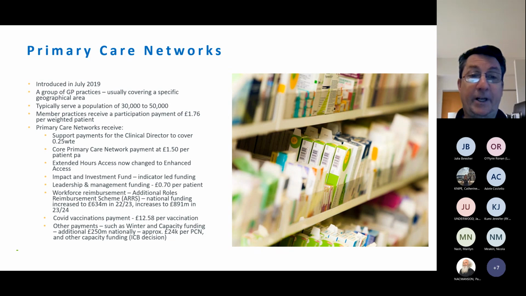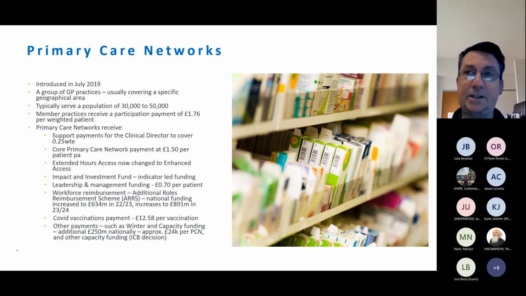There's a core primary care network payment of £1.50 per patient, and that's to cover things like general expenses, but also things like a PCN manager who will do the day-to-day work through the PCN. You get extended hours access, now changed to enhanced access. So like you say, any out of hours services now tend to go through the primary care networks. And again, they're done as a locality.